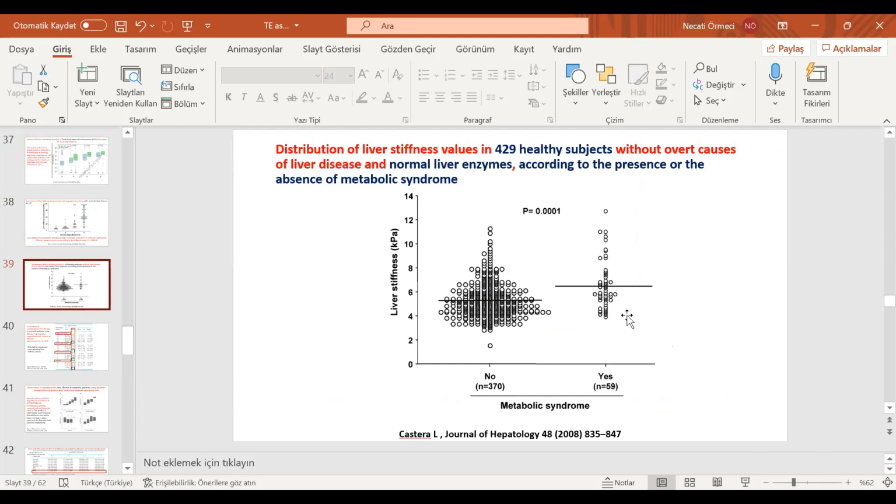Here is another example, metabolic syndrome. This shows the distribution of liver stiffness values in 429 healthy subjects without any overt causes of liver disease and with normal liver enzymes, according to the presence or absence of the metabolic syndrome. As you see here, with no metabolic syndrome and normal ALT levels, but here there is a metabolic syndrome, and there is a difference between the two conditions regarding fibrosis.